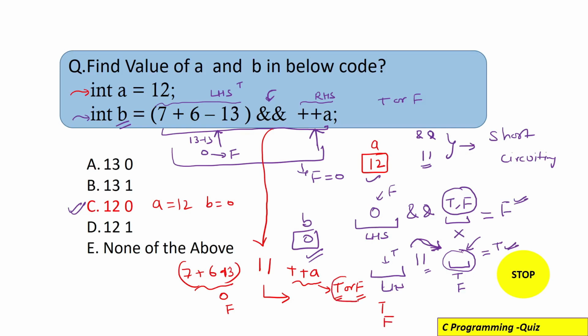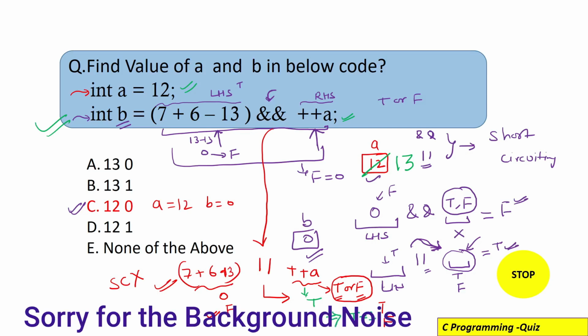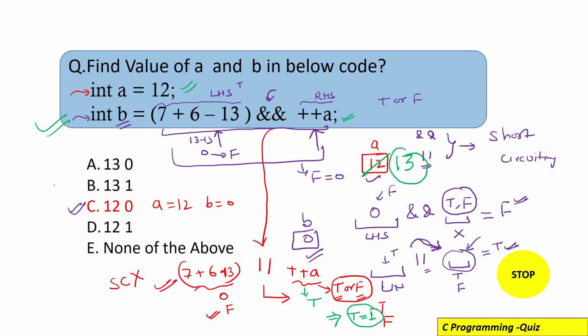That means you need to evaluate the right hand side in case of OR when you have got false on the left hand side. That means in this case, no short circuiting is applied. So according to this question, this plus plus A will be evaluated and 12 will be made 13. That means A will be 13 now, right? And 13 is a true value. So this will say true and the total answer will be true, that means 1. So A will be 13 and B will be 1. In that case, your answer will be option B, 13 and 1.